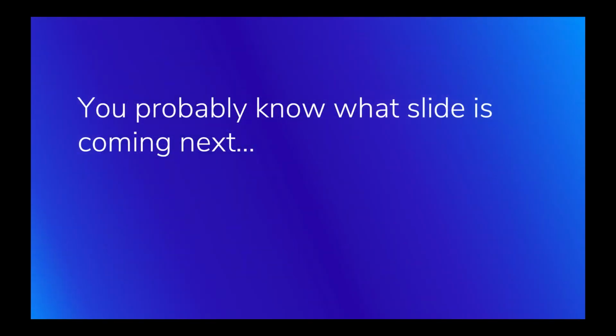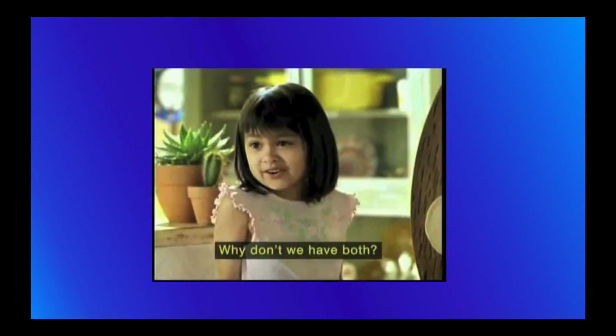So based on all that, you probably know what slide is next and what I'm going to say next. Why can't we have both of these things when we're writing our CSS? The girl from the, I think it was a taco commercial for hard shell and soft shell tacos, very relevant to lunch. Yeah, why can't we have both of these things?